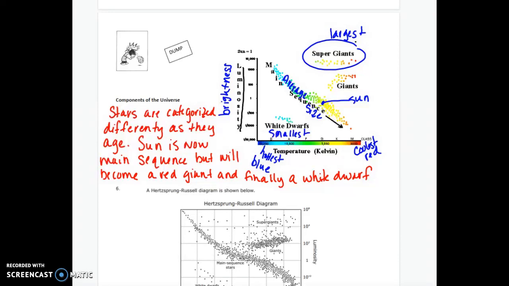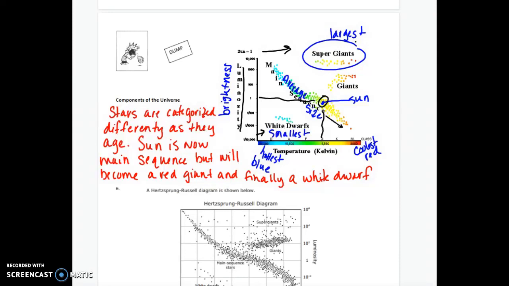Luminosity, of course, is over here on your y-axis, and that shows your brightness. So the brighter stars are up here at the top. The dimmest stars are down there at the bottom. And of course, our sun is right here in the middle. It's a middle main sequence star, about average temperature, about average brightness. It's actually a luminosity of 1, and it's a yellow star.